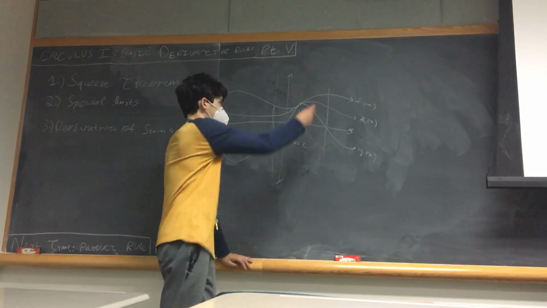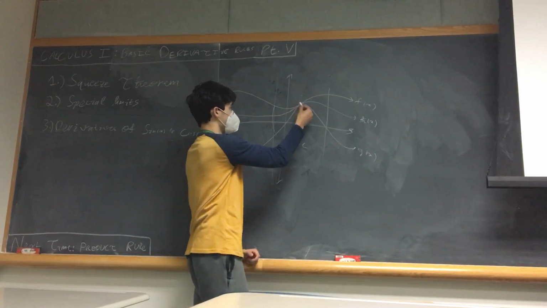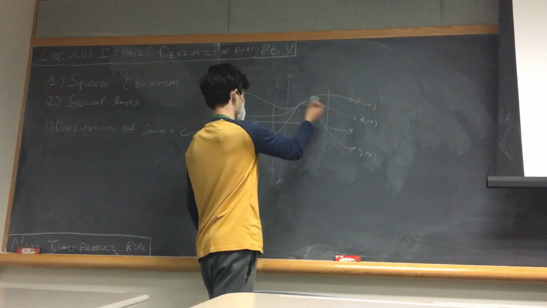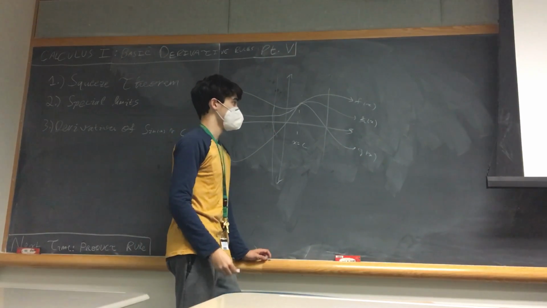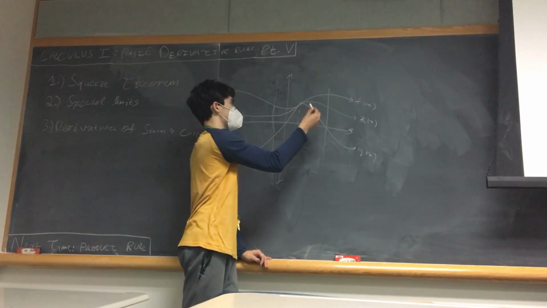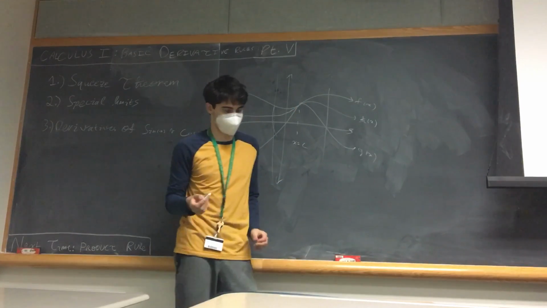So if f of x and g of x both have the same limit as x approaches c, and h of x is between them at every point within an interval containing x equals c, then this function h of x must have the same limit as f of x and g of x do at that one point.